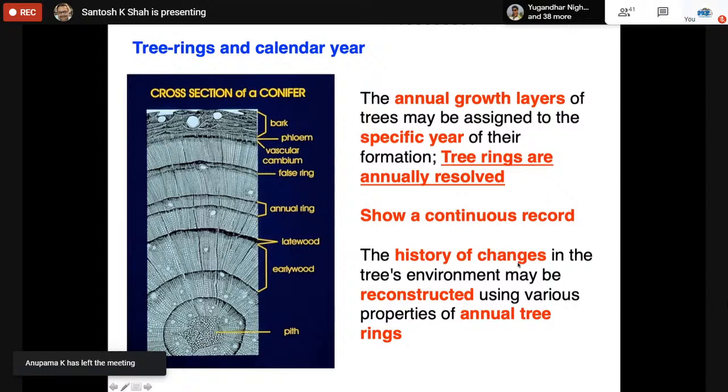And the history of changes in the tree's environment may be reconstructed using various properties of annual tree rings. Based on the thickness and other parameters, we can reconstruct several histories which are recorded by trees. That I'll come to in a later part.